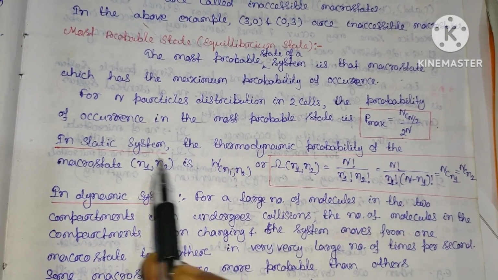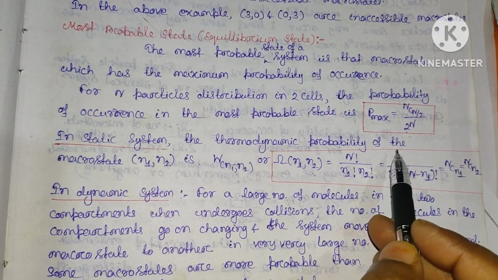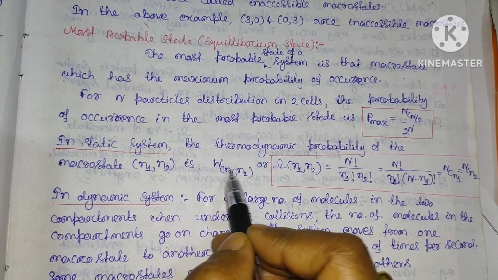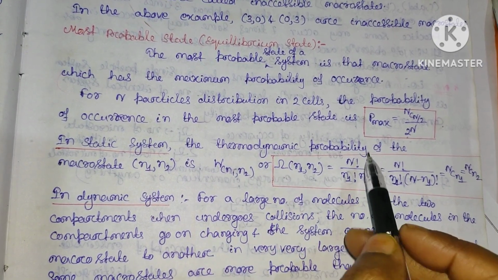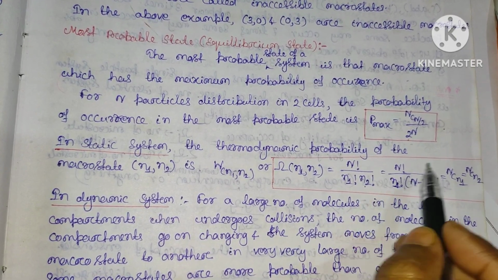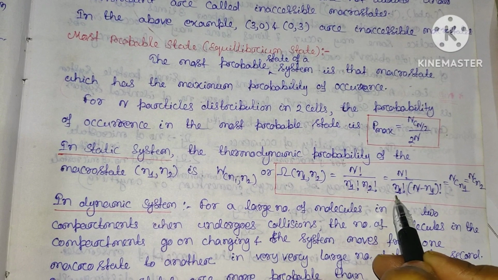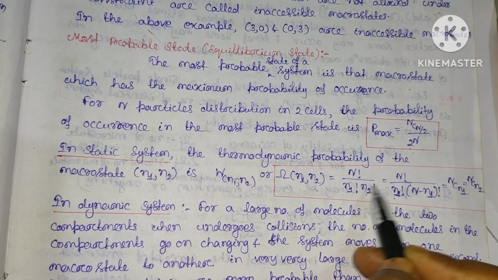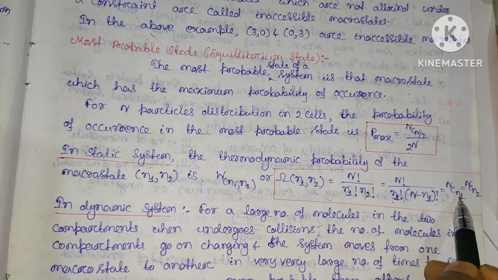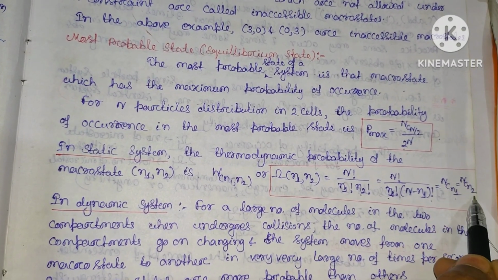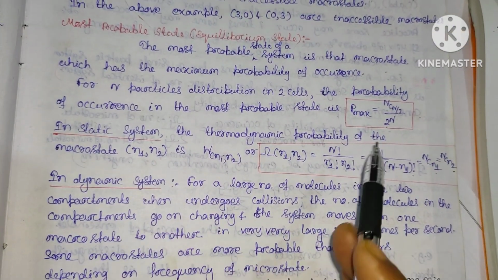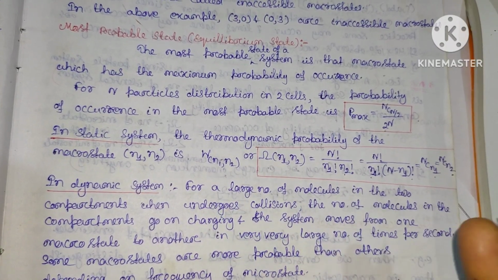In a statistical system, the thermodynamic probability of the macrostate (n1, n2), denoted by omega, is W = n factorial divided by n1 factorial times n2 factorial. In place of n2 factorial we can write (n minus n1) factorial. That equals nC(n1), or nC(n2), where C means the combination. This is the case in a statistical system. We will go into detail in a further chapter.